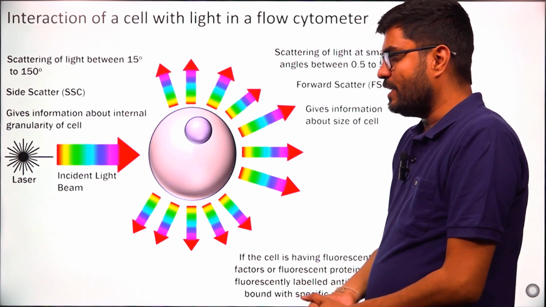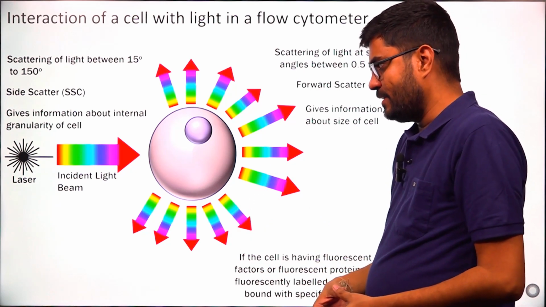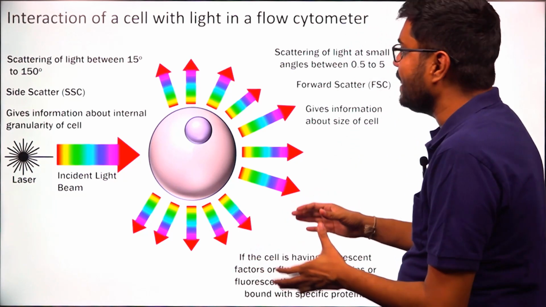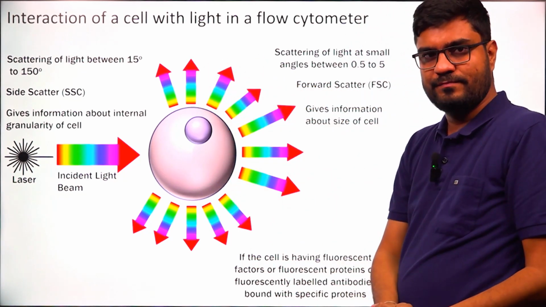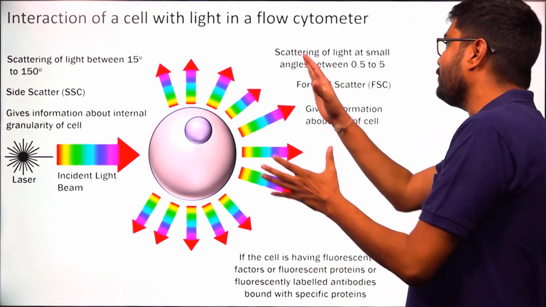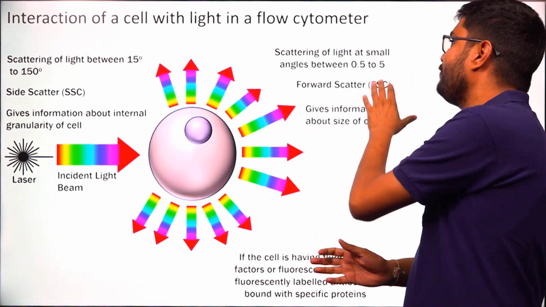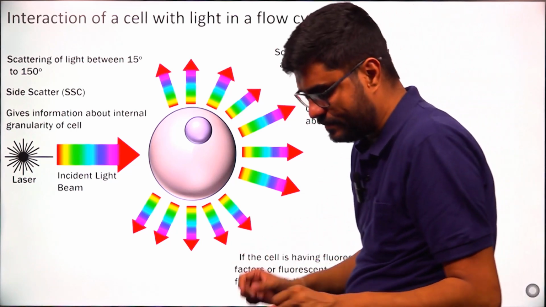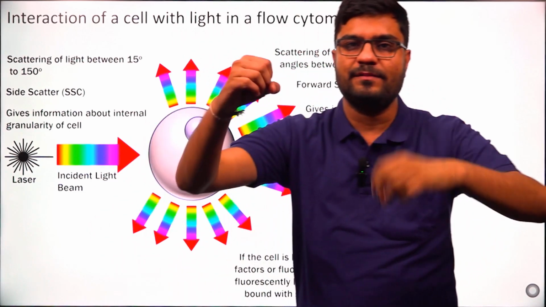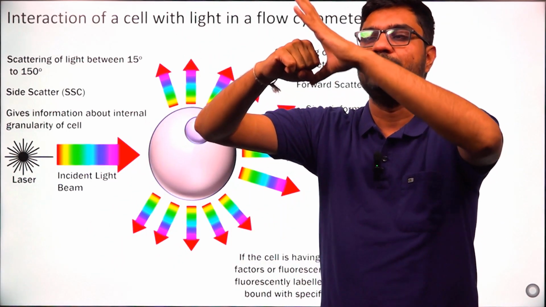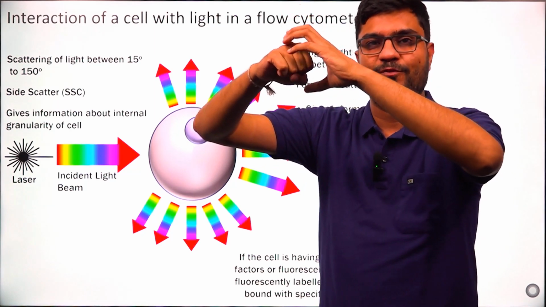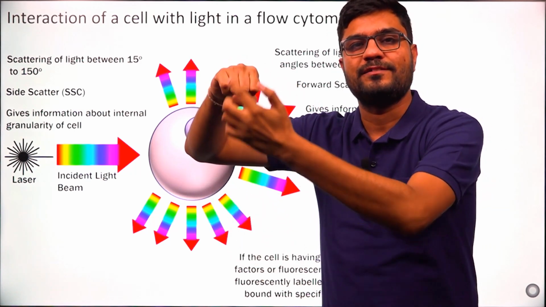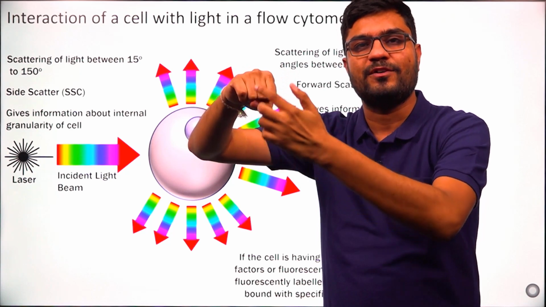Now, the light can interact with the cell in three manners. The first manner is the light can scatter from the edges of the cell, and the angle of the scattering is between 0.5 to 5 degrees, and we call it what? Forward scatter. What do you mean by forward scatter? The light is coming, interacting with the cell, scattered between the angles of 0.5 to 5, and this scattering is occurring because of the edges of cells, right? We are calling it what? Forward scatter.